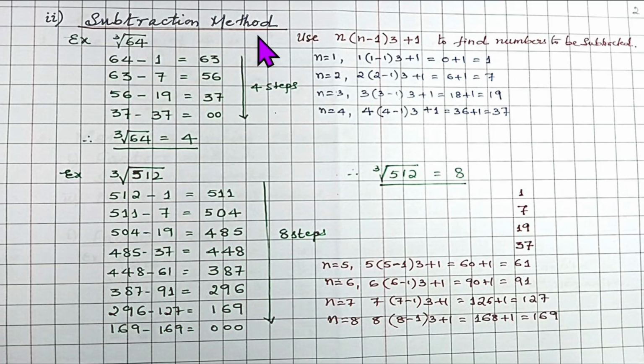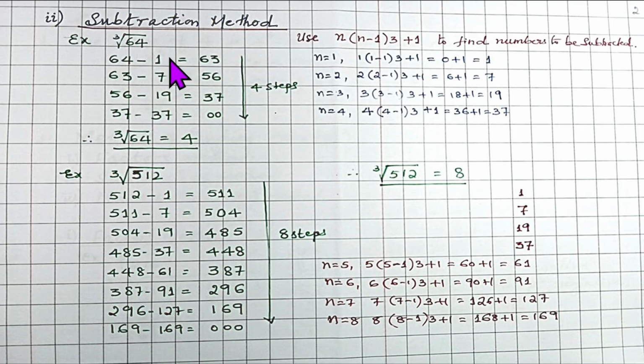Now coming to the subtraction method. This is a method which is based on the understanding that the sum of odd numbers starting from 1 will give us cube numbers, which we already learnt when we were studying about cubes. Now what we have to subtract is very important.